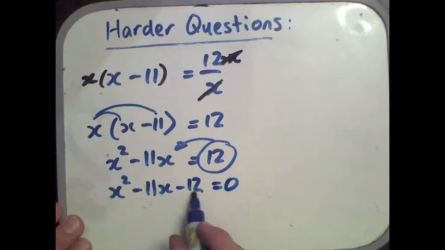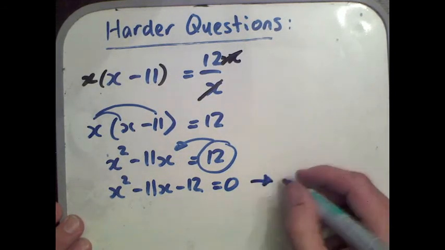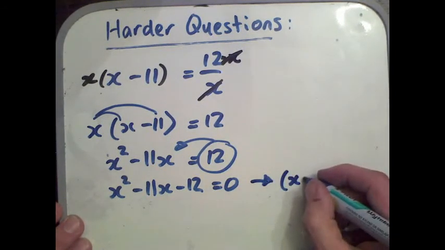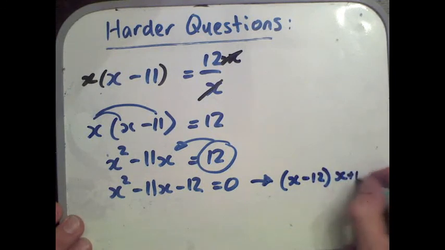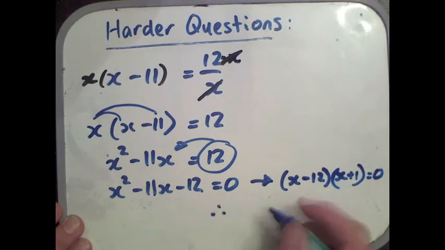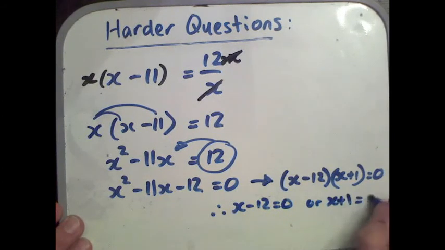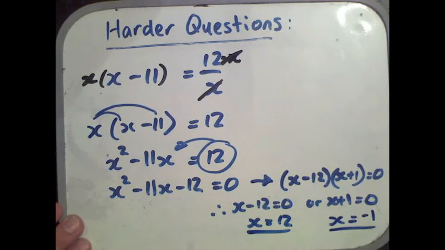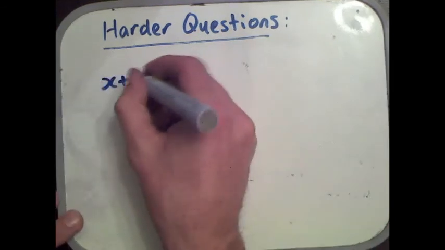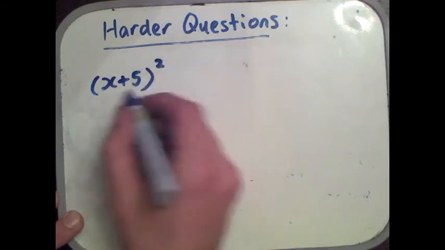Now can we factorise that? Of course we can. What we get is x take 12 and x plus 1 is equal to 0. Our null factor law then states x take 12 must equal 0, or x plus 1 must equal 0 to get x equals positive 12 and x equals negative 1. Okay, let's look at our final hard question.